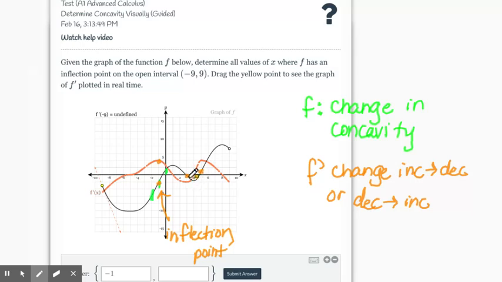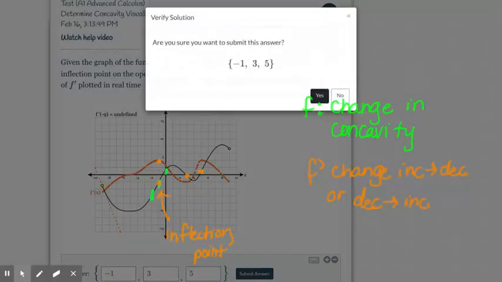And then if you look back at the graph, you can see, oh yeah, that's concave up, concave down. So I've got to list these: -1, 3, and 5. And I'm giving X values again. Isn't that my answer?